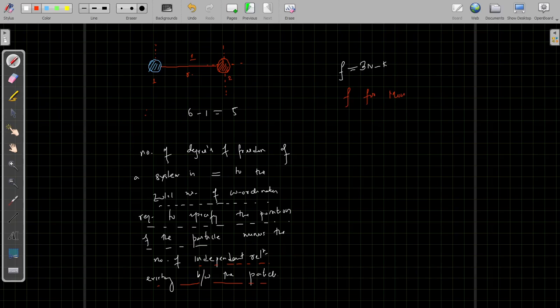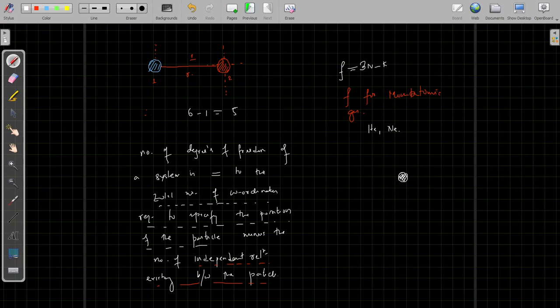monoatomic gas. Let's say, for example, only one, a single atom. Example would be helium, then neon, etc. So in this case there is only a single atom, a single point mass. There is only a single point mass present there.